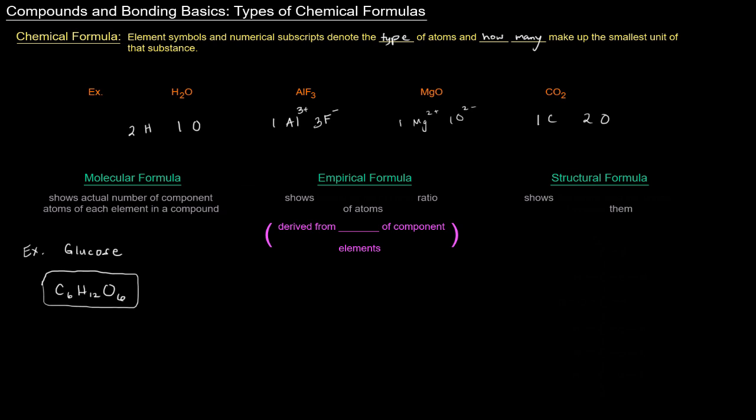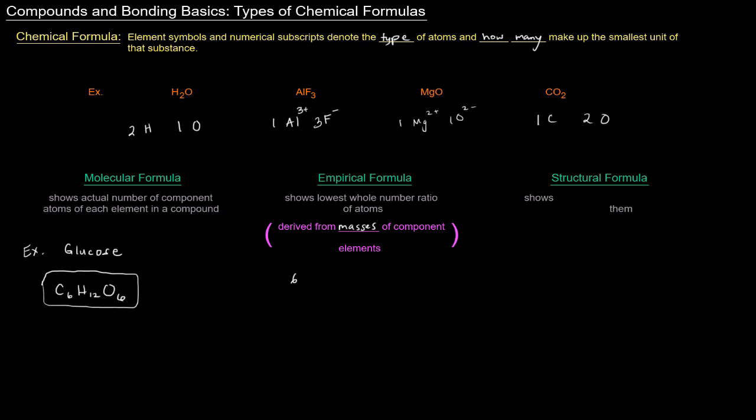Next up, empirical formula. The empirical formula shows the lowest whole number ratio of atoms in a compound. It's actually derived from the masses of the component elements in that compound. We're not going to talk about too many details of that right now. We're just going to talk about the definition, but that's something we'll talk about more when we talk about stoichiometry. Anyway, if it tells us the lowest whole number ratio of atoms, then what would the empirical formula for glucose be? Well, I notice here that I've got 6 carbons for every 12 hydrogens for every 6 oxygens. So there's a 6 to 12 to 6 ratio.